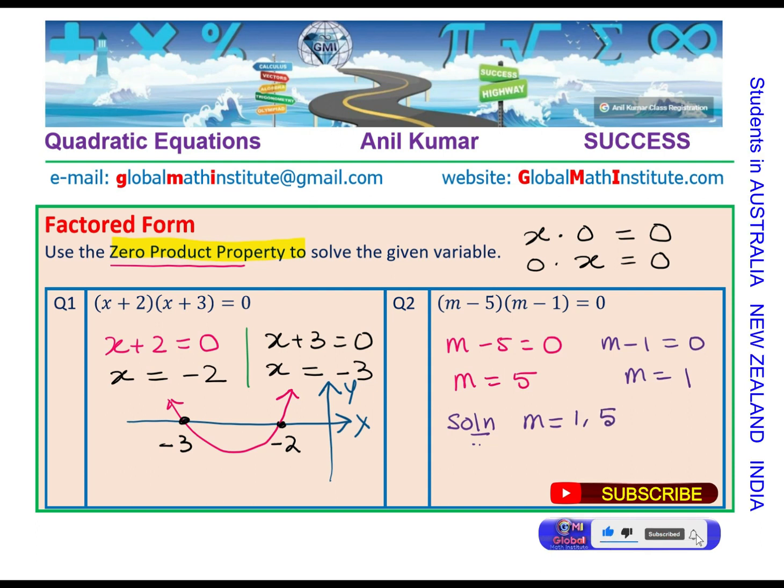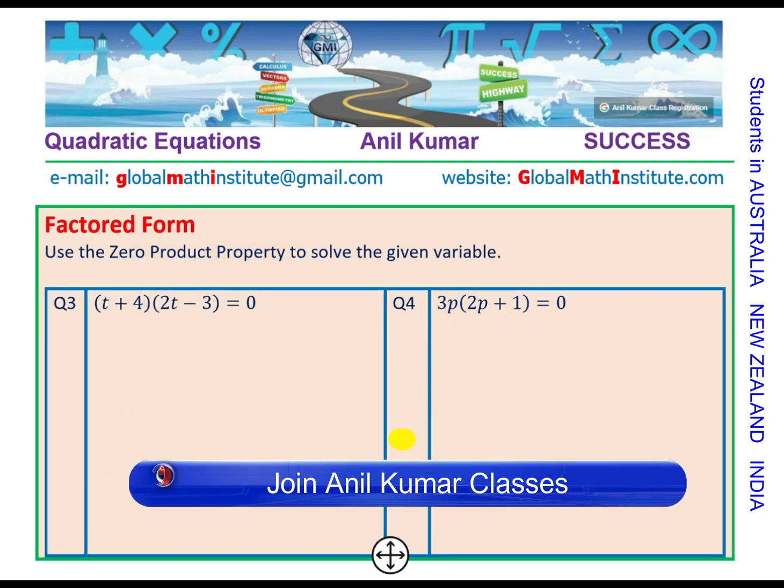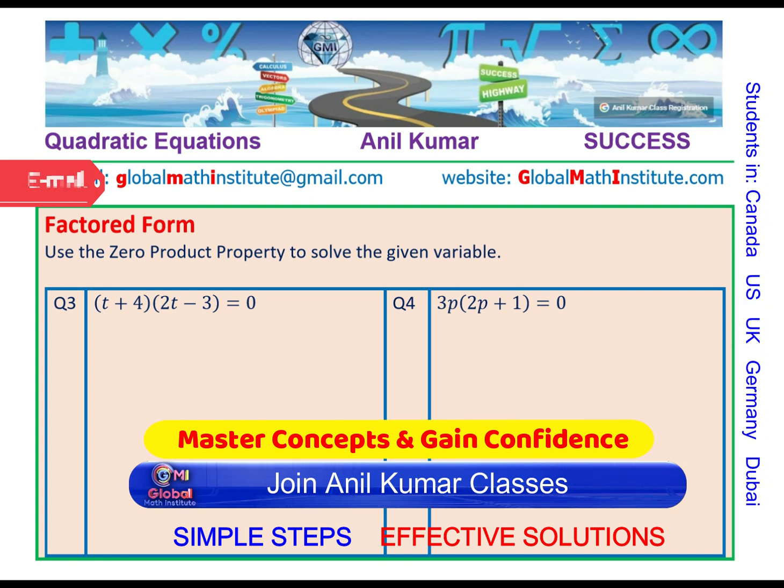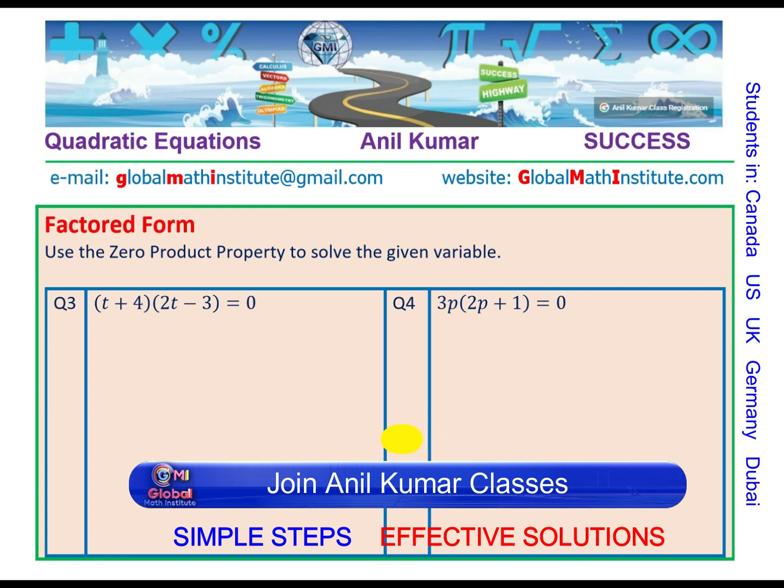So on a graph, you can draw like this. The x-intercepts will be at 1 and 5, right? So I hope you understood the concept. Now let's move forward and practice some questions. The idea here is to understand the strategy, apply it effectively to get solutions and master it.